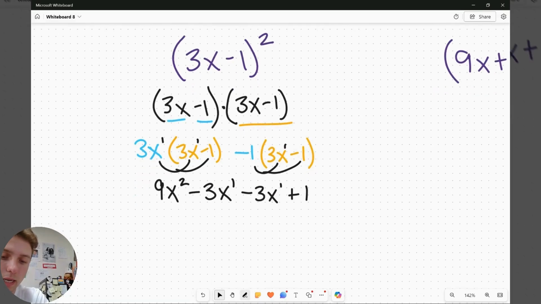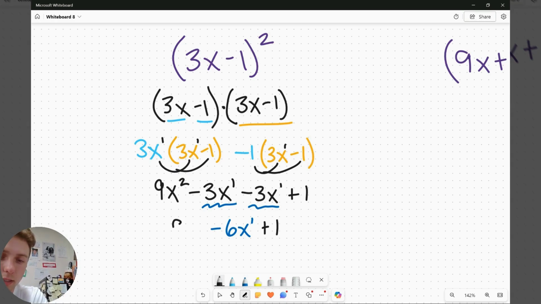We still need to combine any like terms we might have. In this case, I see that I have like terms in the middle. I have negative 3x and negative 3x. Combine those to give me negative 6x. Notice the exponent did not change. Everything else gets dropped down with it. That would be my final answer for 3x minus 1 squared.